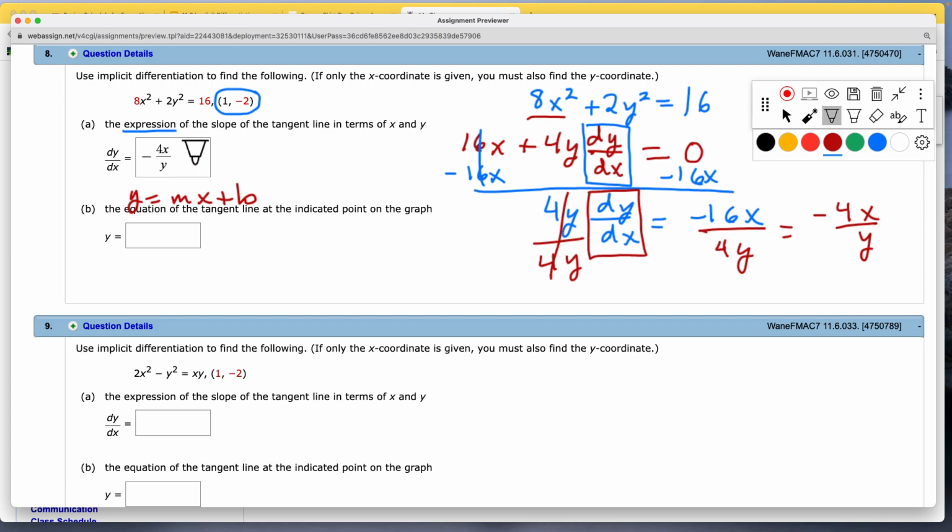The slope, we're going to take this. Let's see, where should I go? Let me go over here. Slope of the tangent line is going to be negative 4 times the coordinate of x over the coordinate of y. Okay, they give us the point up here.